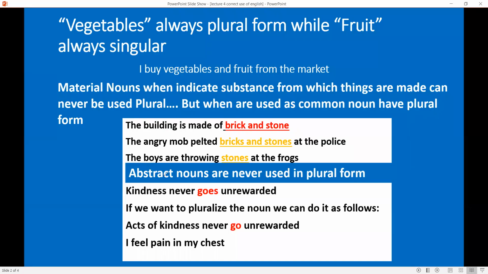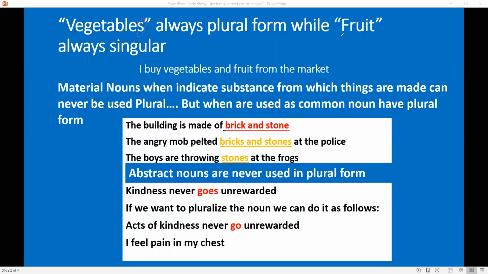Today, this lecture is before you. The screen is showing you what is there. Vegetables, they are always plural. They are always used in plural form with S. Without S, we are not allowed grammatically to use them in our writing as well as speaking. Whenever we speak vegetables, whenever we write, we will write vegetables.